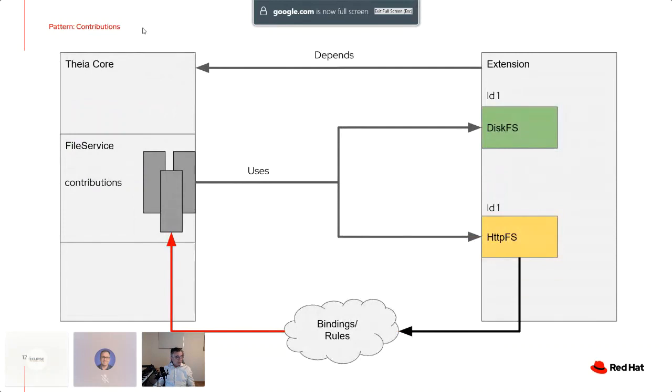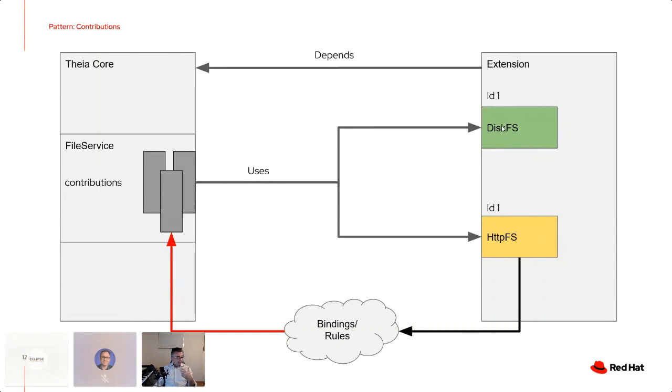The second pattern is the contribution pattern. And it's kind of like the inverse. If I have a service like the file service in Theia, there are different implementations, and we don't want to implement all the different things that might be viewed as files in the core, but we want to delegate that to extensions. So what we have is a single service identifier to which we might bind multiple contributions.